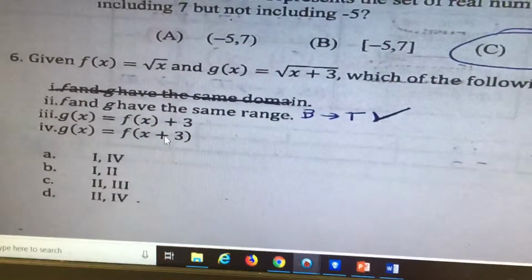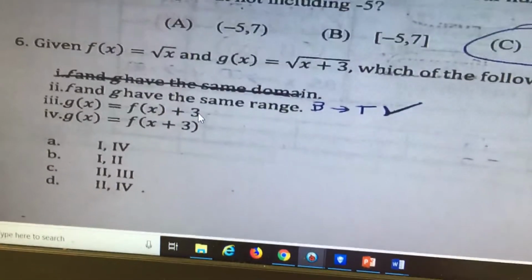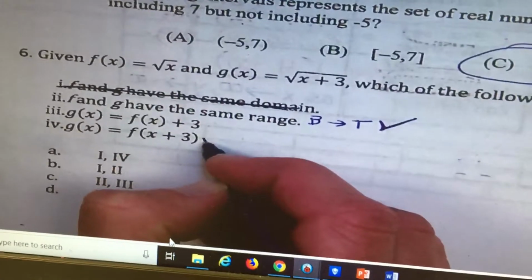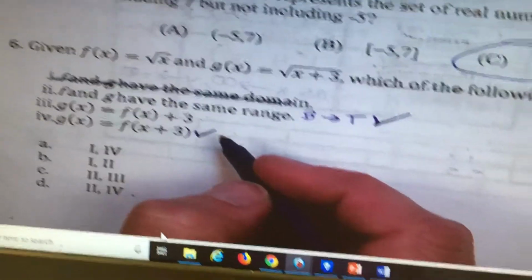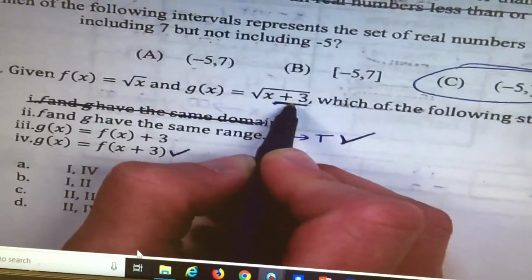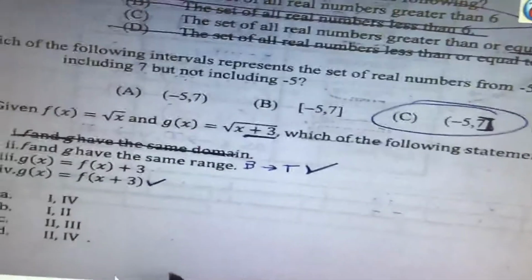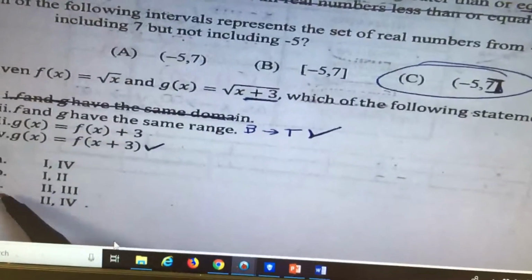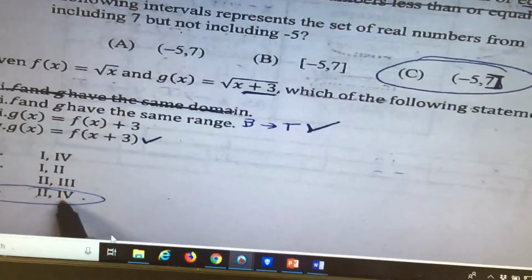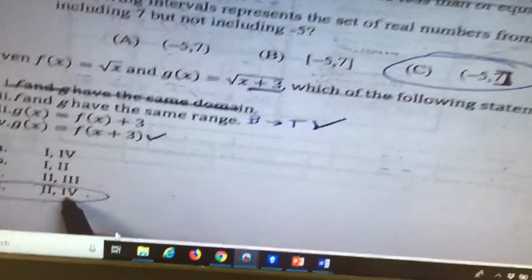All right, and then the next two is this weird notation that we keep seeing over and over again. Should the +3 be on the outside or in the parentheses? In the parentheses. Why in the parentheses? Because the +3 is on the inside of the square root, okay? So what answer choice is that? A, B, C, or D? D. 2 and 4.